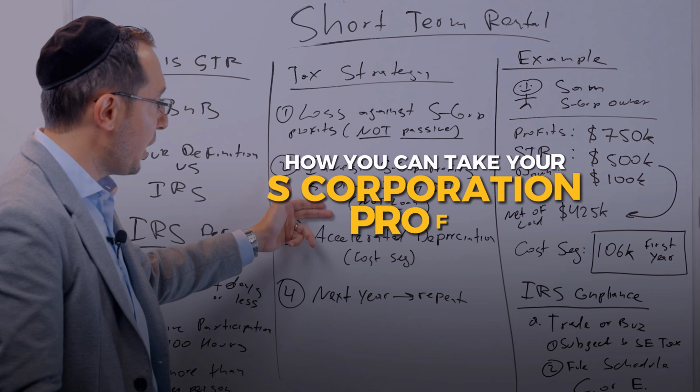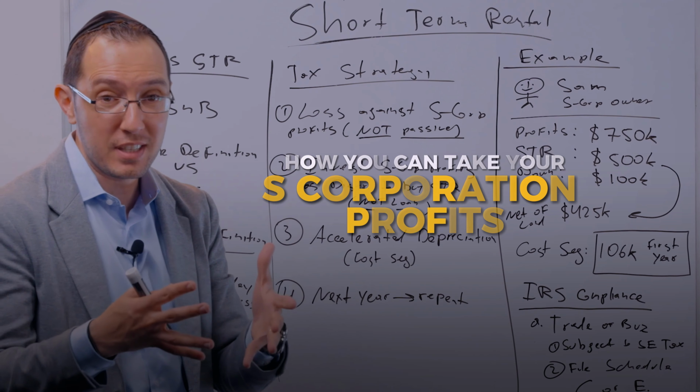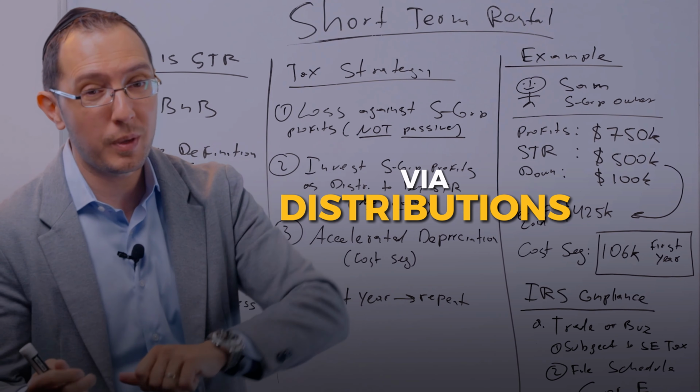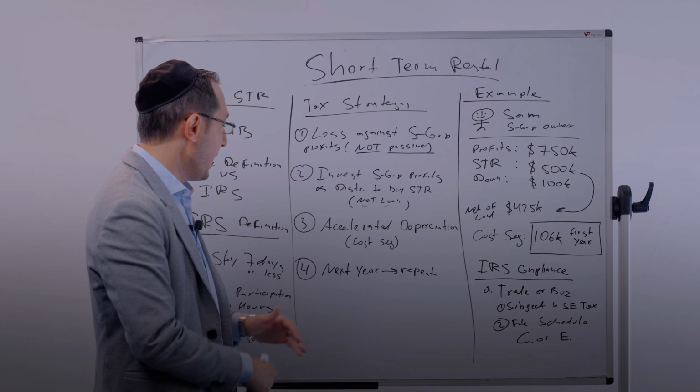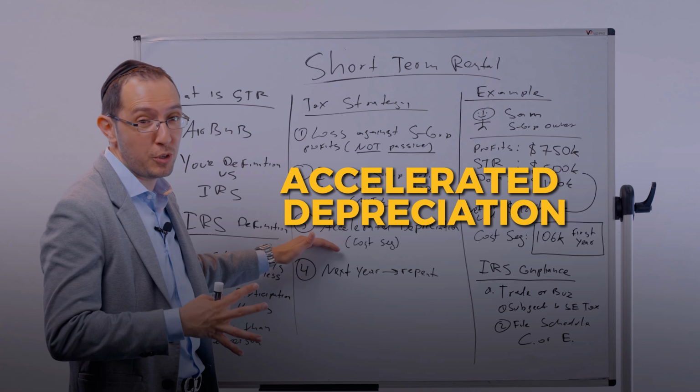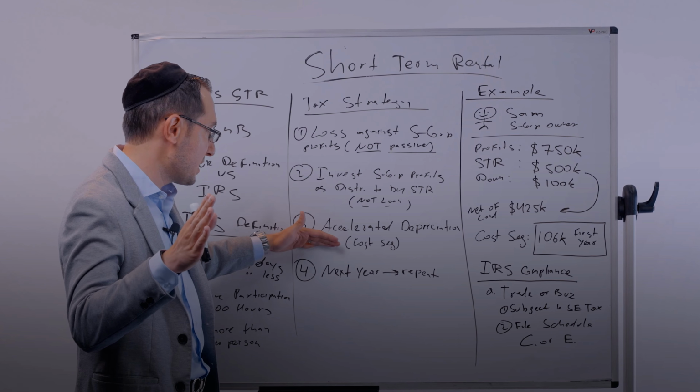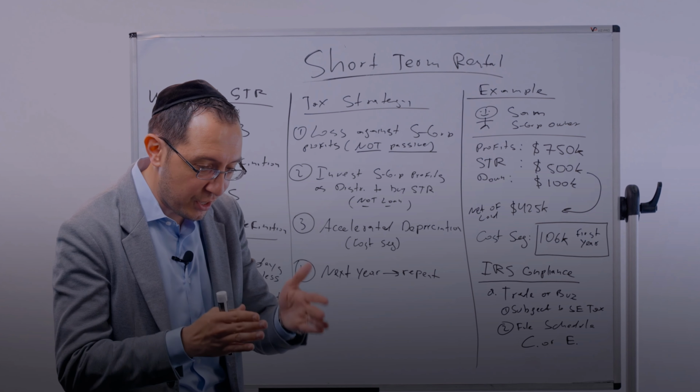We're also going to talk about how you can take your S-corporation profits via distributions to be able to invest in a short-term rental, and at the same time talk about accelerated depreciation that will help you with your losses and how to do this every year going forward.